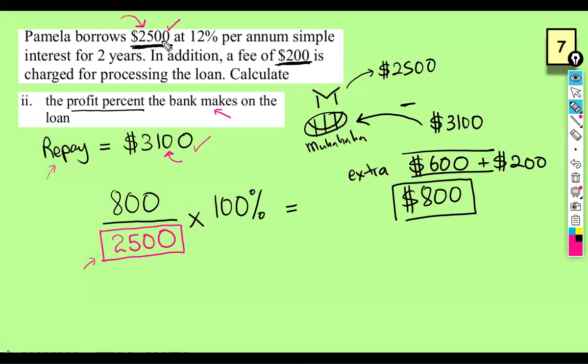So what is the correct answer now? 800 divided by 2,500 is 32%. So for those who got 32%, well done. Even if you got it wrong, once you understand your mistake, take it as a win.